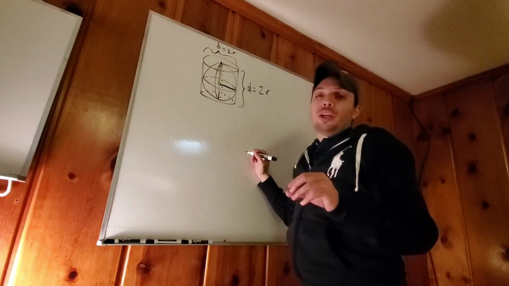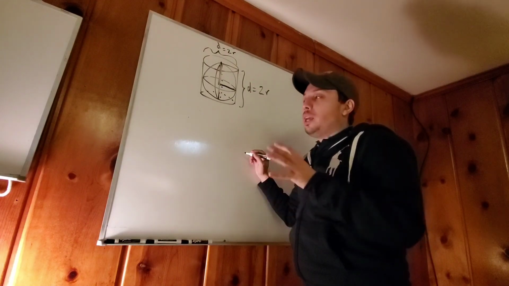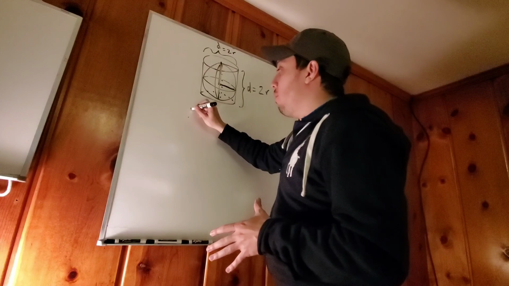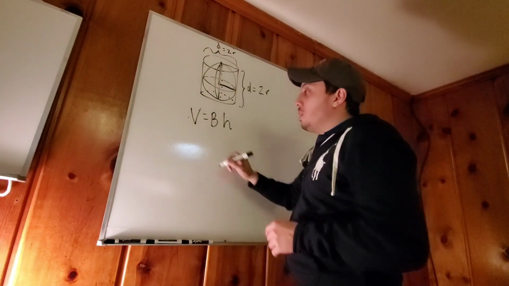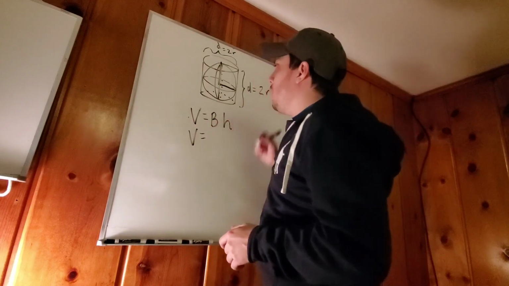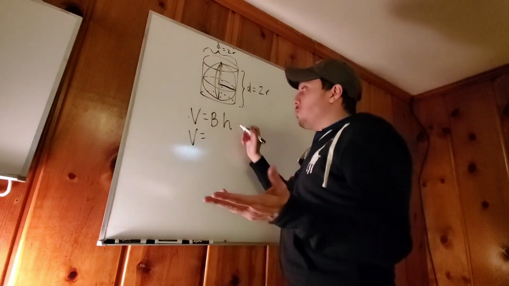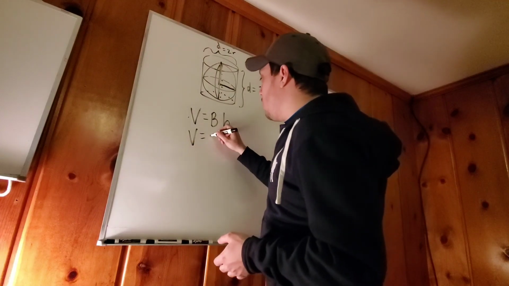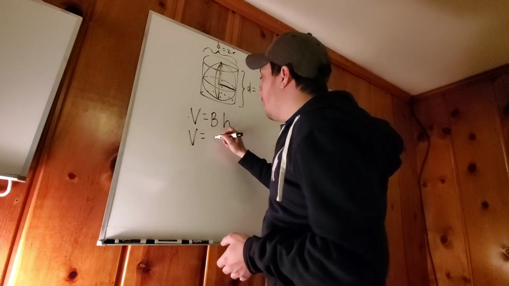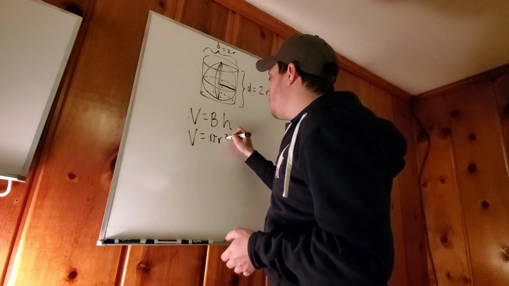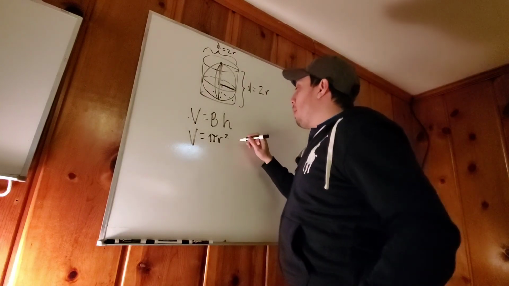The volume of the cylinder is going to be the area of the base times height, or volume equals big B times H, right? Area of base times height. So the area of this base, what is the area of a circle? The area of a circle is pi radius squared.